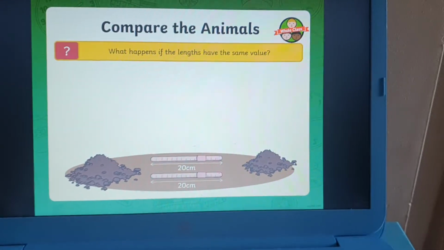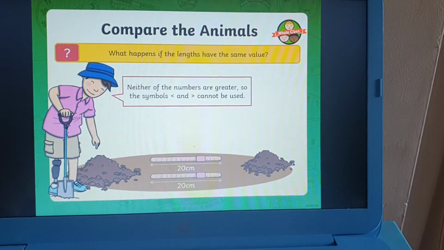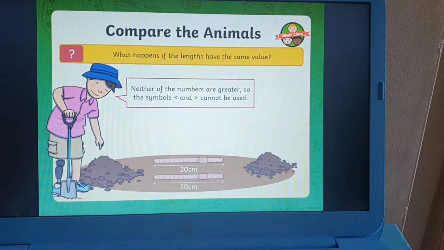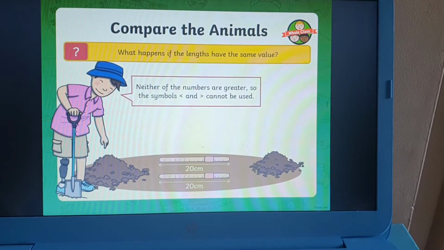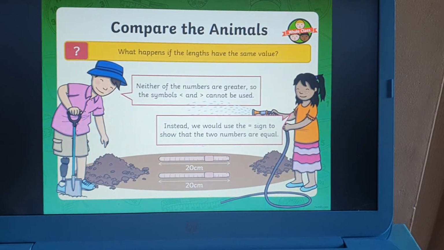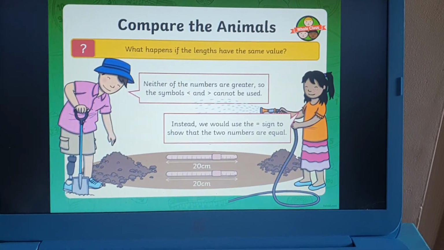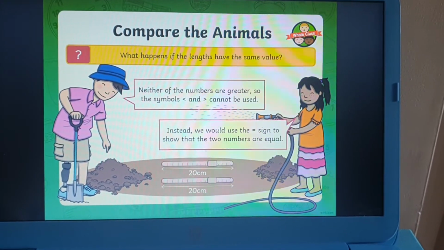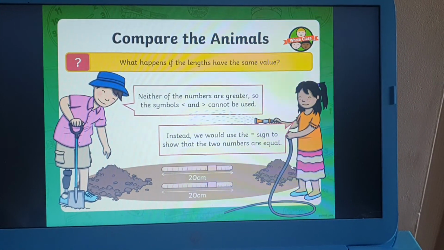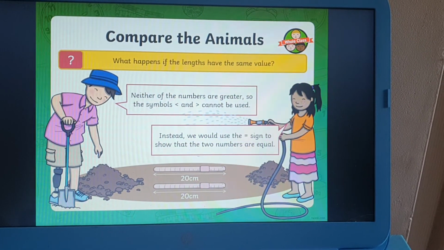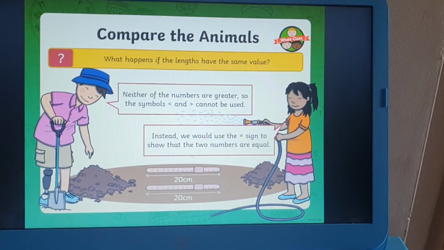What happens if they're the same length? Neither of the numbers are greater, so the symbols less than and greater than cannot be used. So instead we will use the equal sign. So when you are completing your sheets, remember that the crocodile is greedy and he always wants to eat that bigger number. If the numbers are the same, then you would use the equal sign.